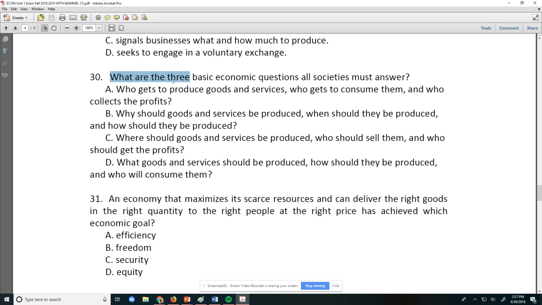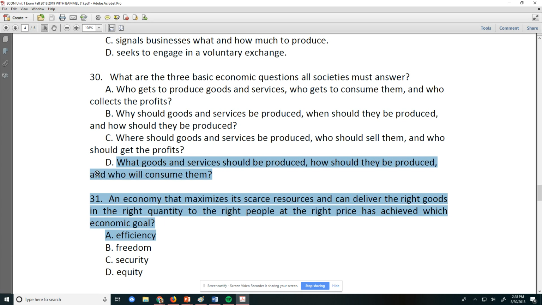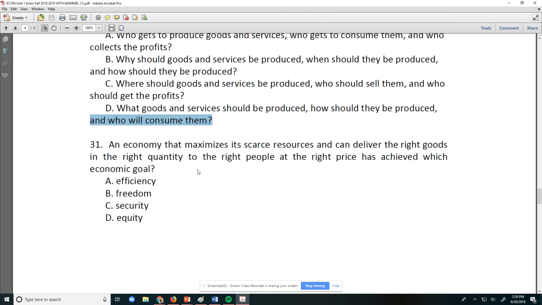30. What are the three basic economic questions all societies must answer? A, who gets to produce goods and services, who gets to consume them, and who collects the profits? B, why should goods and services be produced? When should they be produced? And how should they be produced? C, where should goods and services be produced? Who should sell them and who should get the profits? Or D, what goods and services should be produced? How should they be produced? And who will consume them?